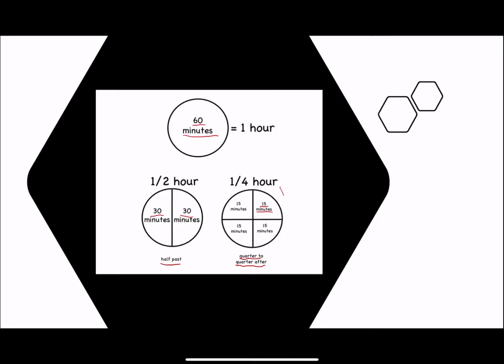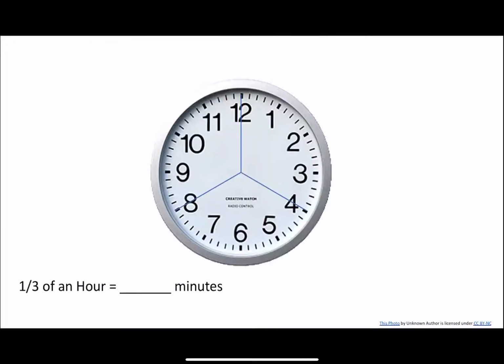So we know that this is 1/4 and this is 1/4 and this is 1/4 and this is 1/4. So 4/4 make up 1 whole hour. And that's 15 minutes plus 15 minutes plus 15 minutes plus 15 minutes, and that equals 60. So when we're looking at fractional units of time, we're just talking about dividing 60 minutes by the denominator. So in this case, the denominator was 2. In this case, the denominator was 4. So we divided 60 by 2, and we got 30 minutes, and we divided 60 by 4, and we got 15 minutes.